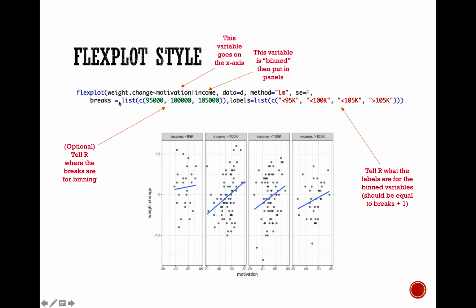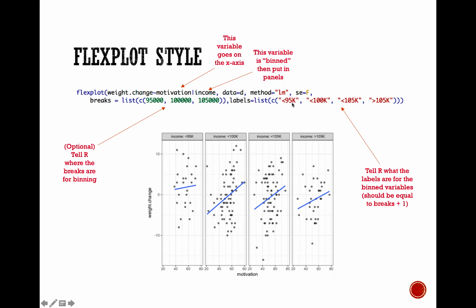And you also have the option to tell R exactly where the breaks are going to happen. And so you'll notice in the labels here, you got 95,000, 100,000, and 105,000. So there are 3 break points. And so what you can do is you can tell flexplot where the breakpoints are going to happen. And the number of breakpoints is going to be 1 less than the number of panels that you want. So if you wanted 6 panels, you're going to have to specify 5 breakpoints, if that makes sense.